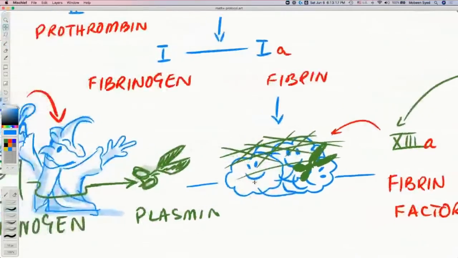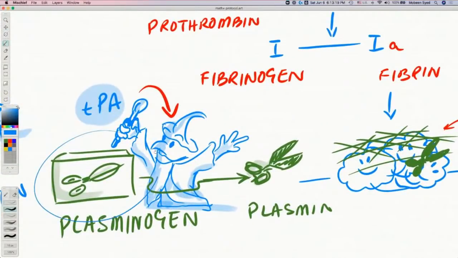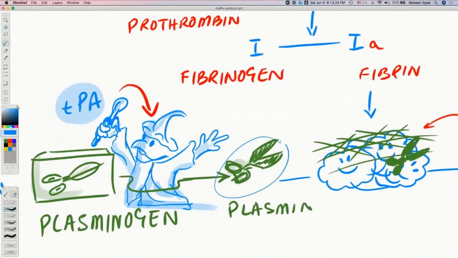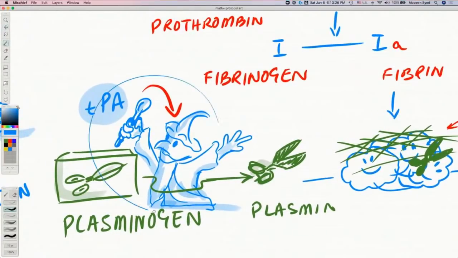And for that, what we do is we take plasminogen, which is another protein, and we activate it. And to activate it, we have tissue plasminogen activators. These are the substances that are present in the broken tissue, and they are called TPA or tissue plasminogen activator.